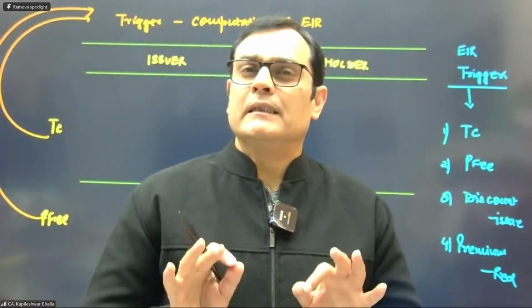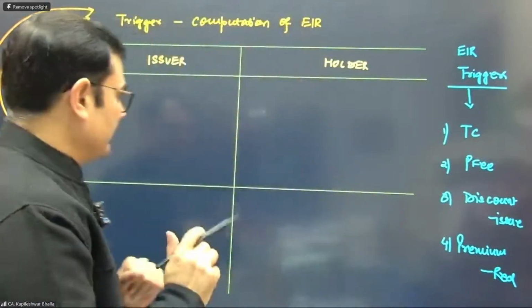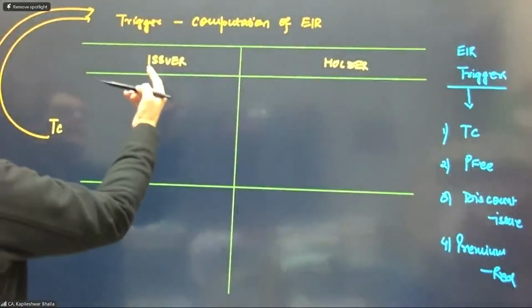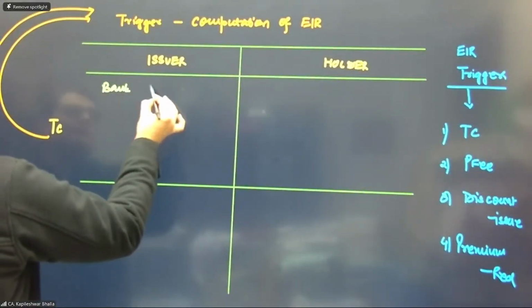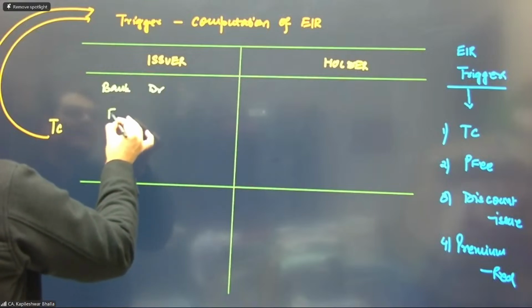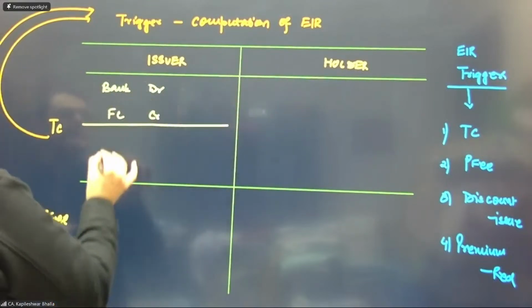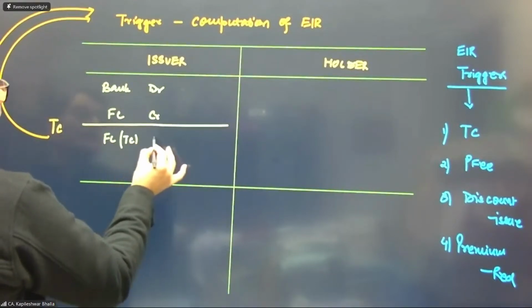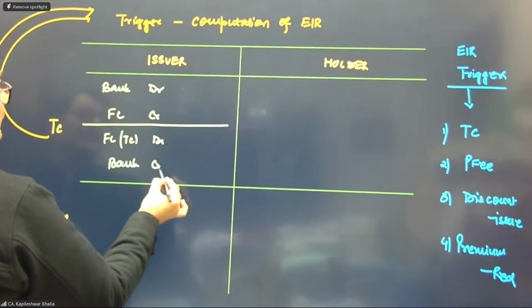Now let's see the inputs in terms of the treatments from the holder and the issuer perspective. Coming back to the point. If you look at an issuer, when he raises money, he puts the entry: bank gets a debit and financial liability gets a credit. And when he incurs a TC, the financial liability will be given a debit and the bank gets a credit.